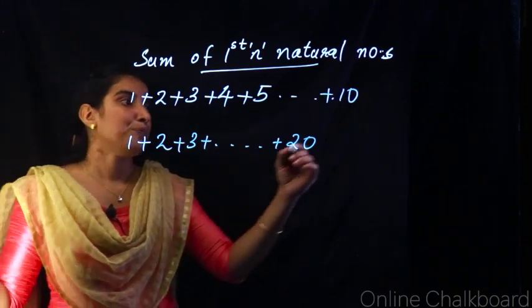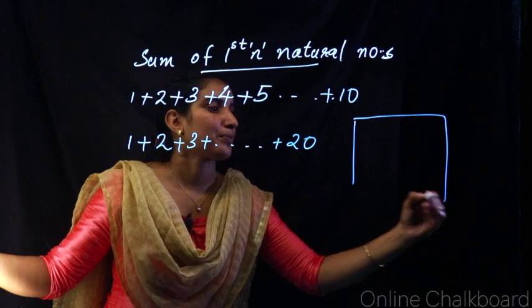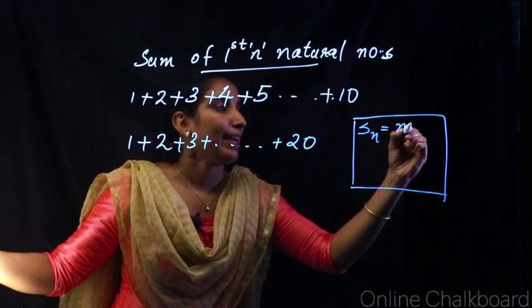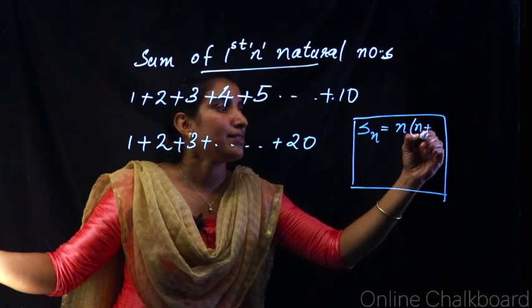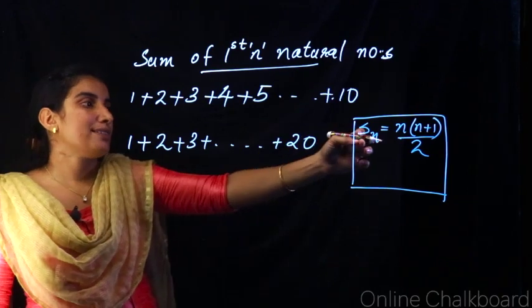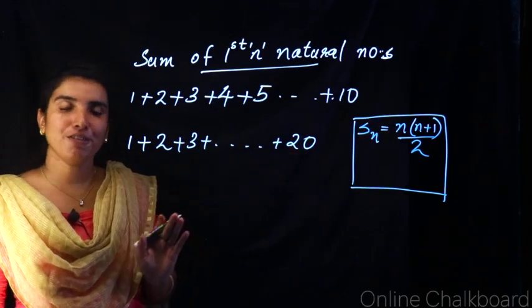Sn is equal to n into n plus 1 divided by 2. This is the formula for the sum of first n natural numbers.